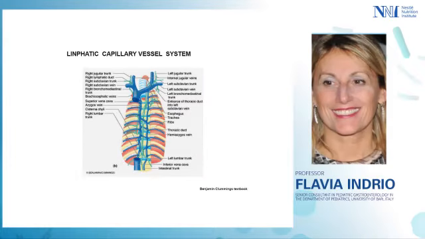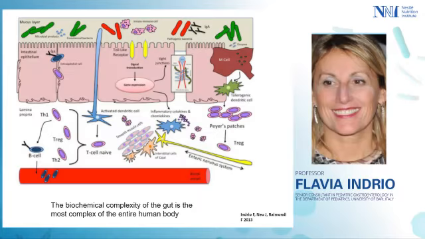So this strong connection between the lymphatic vessels, the lymphocytes of the intestine, and the blood vessels makes the effect of all this biochemical reactor between the intestine and the lymphatic cells have an effect all over the body. But the intestine is not only an immune organ; it also includes a lot of other systems.